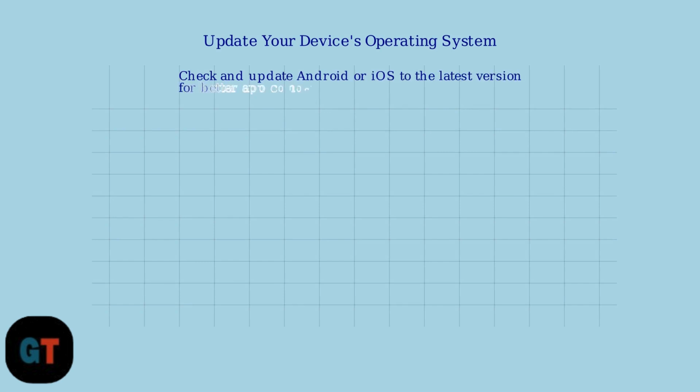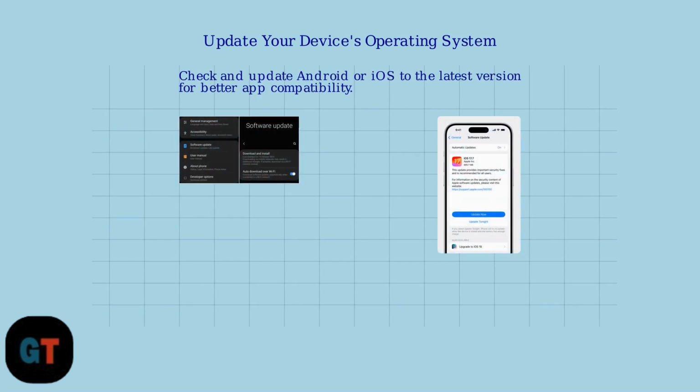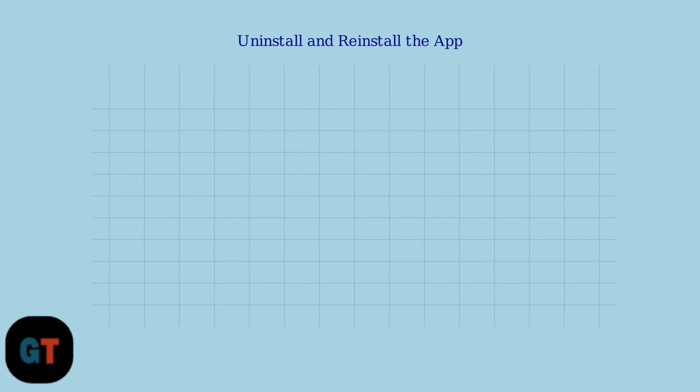Next, check your device's operating system and update it to the latest version if possible. Compatibility issues between the app and your OS can cause loading problems. As a last resort, try uninstalling and reinstalling the MyAT&T app. This ensures you have a fresh, uncorrupted installation.